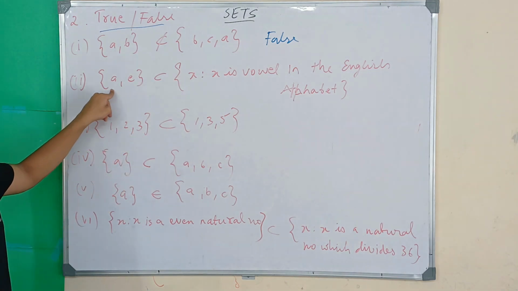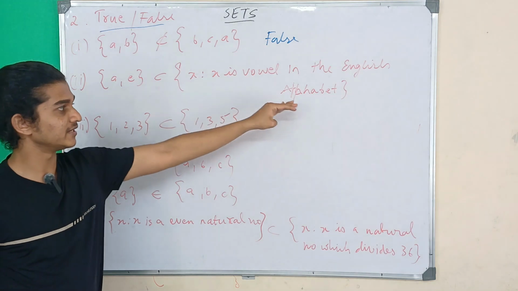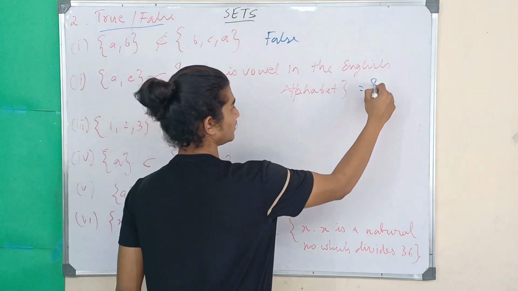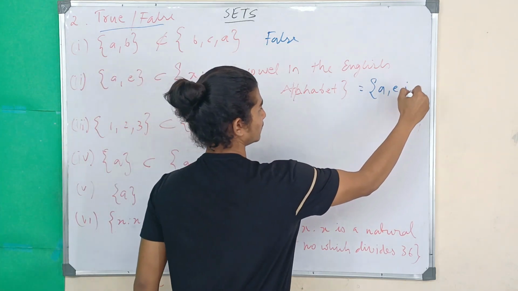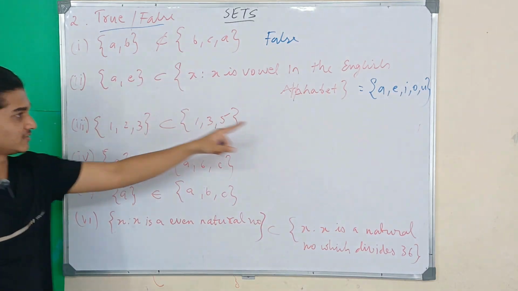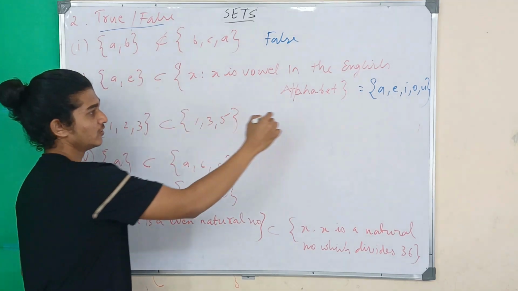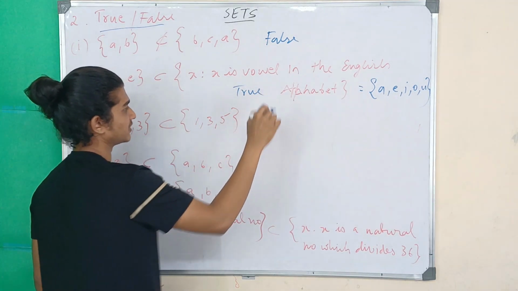So next one, AE is a subset of the set of all x such that x is a vowel in the English alphabet. So this set is basically AEIOU, isn't it? So is every element there in that set? A, yes, A is there, yes, E is there. So the statement which they are saying is true. So this second statement is true.